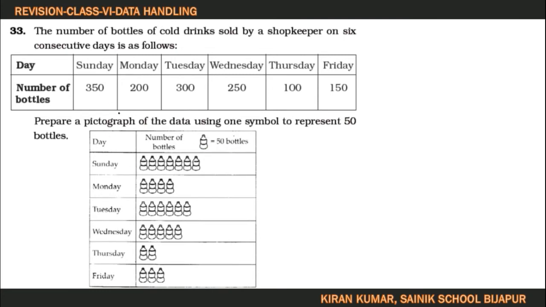So Sunday 350. So 1, 2, 3, 4, 5, 6, 7 are there. 7 times 50 is 350. Likewise, for Monday, we have got 4 bottles, which represents 4 times 50. For Tuesday, it is 6 bottles, 6 times 50. For Wednesday, it is 5 bottles, 5 times 50. For Thursday, it is 2 bottles, 2 times 50. For Friday, it is 3 times 50 is 150. This is how you can make a pictograph for the given data.